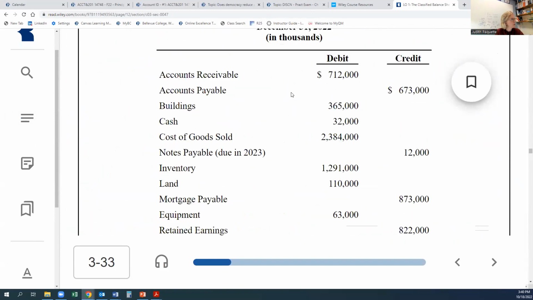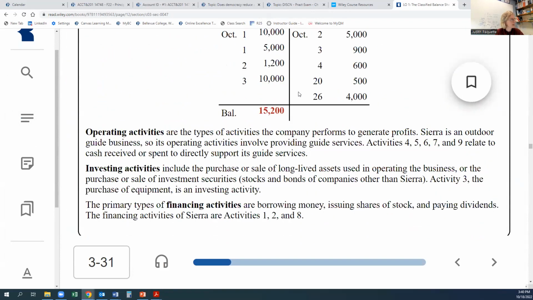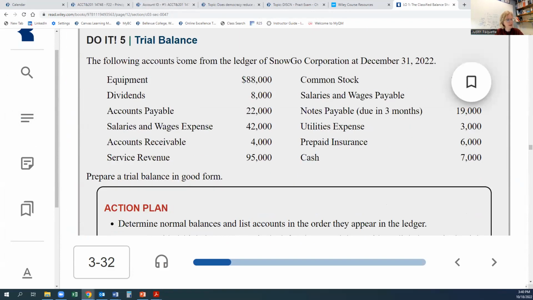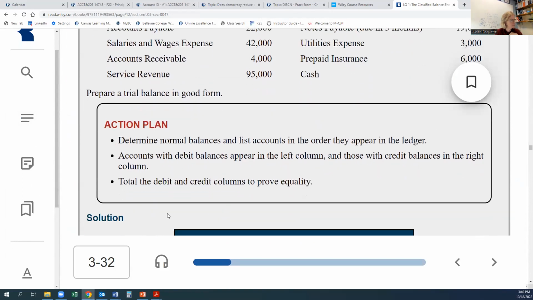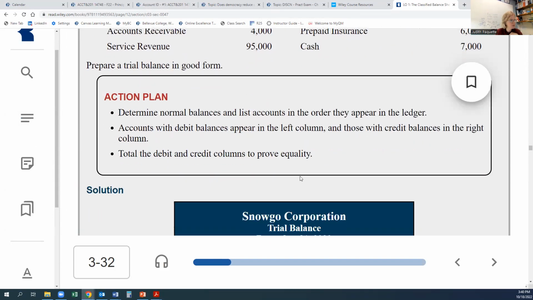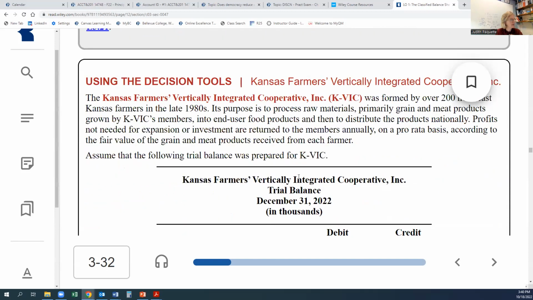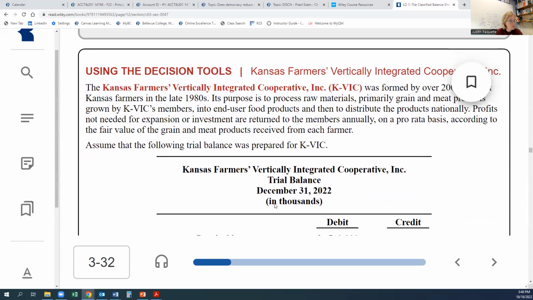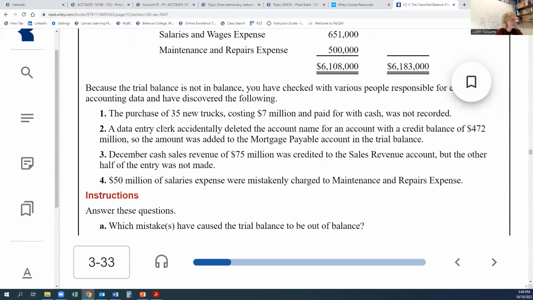Let's see, do it, trial. I like the Do It's because you can cover up the solution and then you can see the answer. And it says, give us normal balance, total the debit and credit columns, make a trial balance, and then here's your answer. And then here's another one. Here they give you a trial balance. It doesn't balance. And then they have a bunch of questions, but a bunch of clues that you can look up.